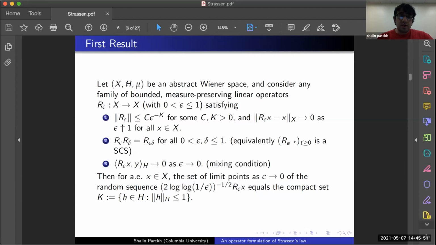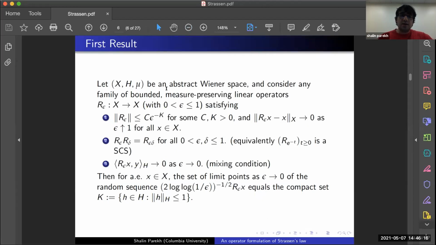One way to think about H is if you sample a random variable from mu and multiply that by the square root of epsilon, then you have a large deviation principle with rate epsilon, where the rate function is given by 1/2 times the norm of H squared, okay? So the general result says the following.